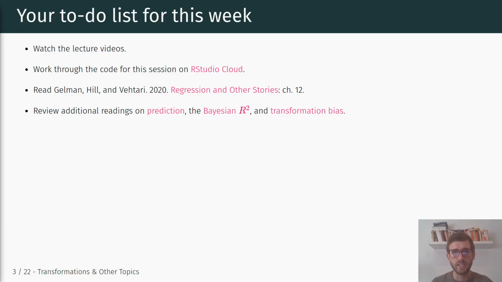I also included an additional paper on Bayesian R-square, because we had some questions in the last Q&A session about the interpretation of Bayesian R-square, so I added one of the original papers where this measure was presented, and we'll talk more about that in the Q&A session as well. And then I added a last paper discussing potential biases that come with different types of nonlinear transformations. Make sure to check those out as well. I won't cover them in these lecture videos, but we will talk about them in the Q&A session.